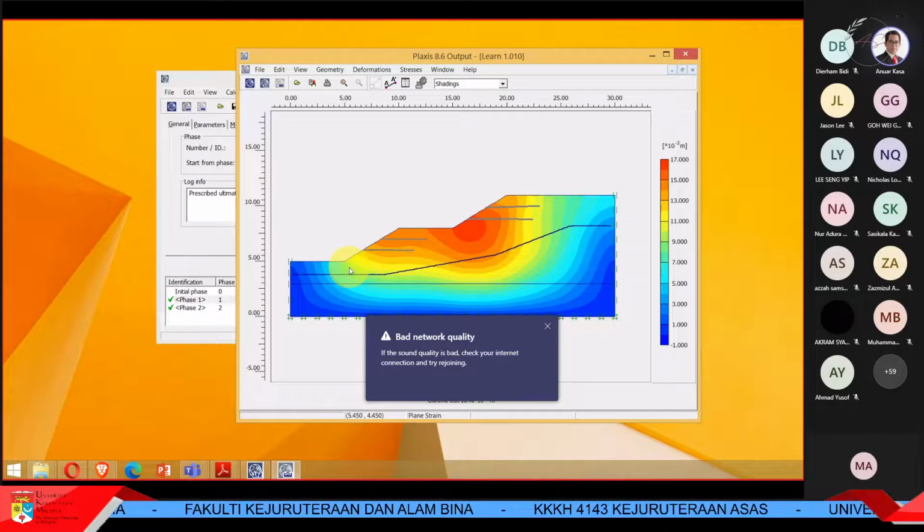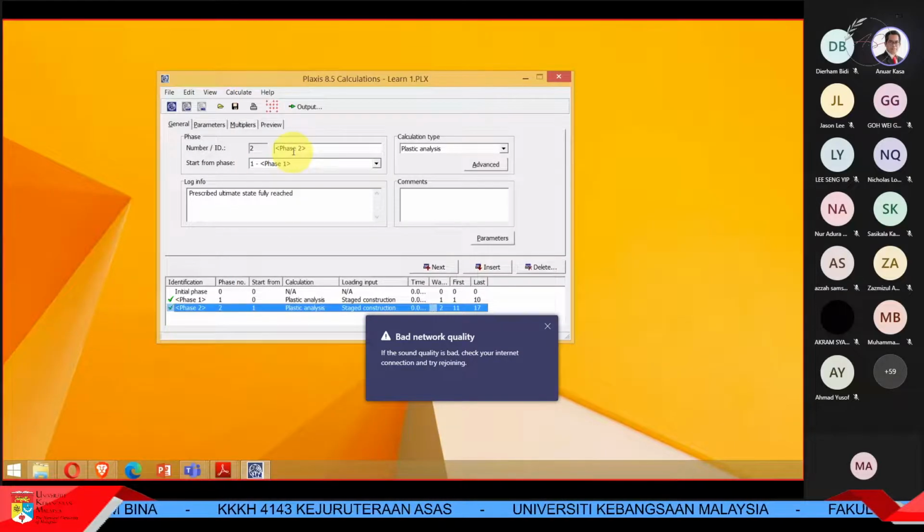What happened for this one, phase 2? Okay, we can just click output.